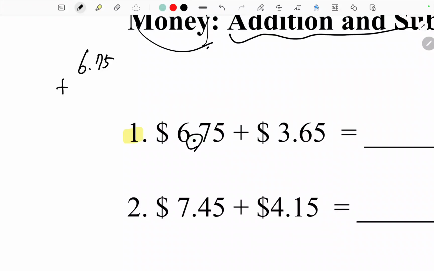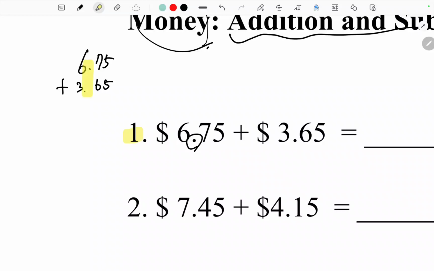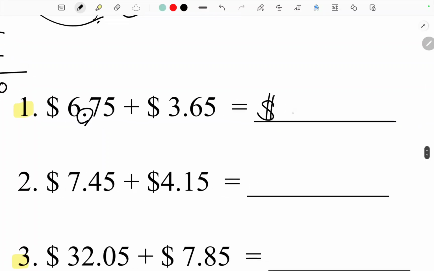6.75 plus 3.65. Okay, so notice how my decimal points are in the same line. Now you know that you lined them up correctly. So 5 plus 5 is 10, 1 goes up. 7 plus 6 is 13, 3, 1 goes up. 6 plus 3 is 10. And then don't forget to bring down this decimal point. This will become $10.40.